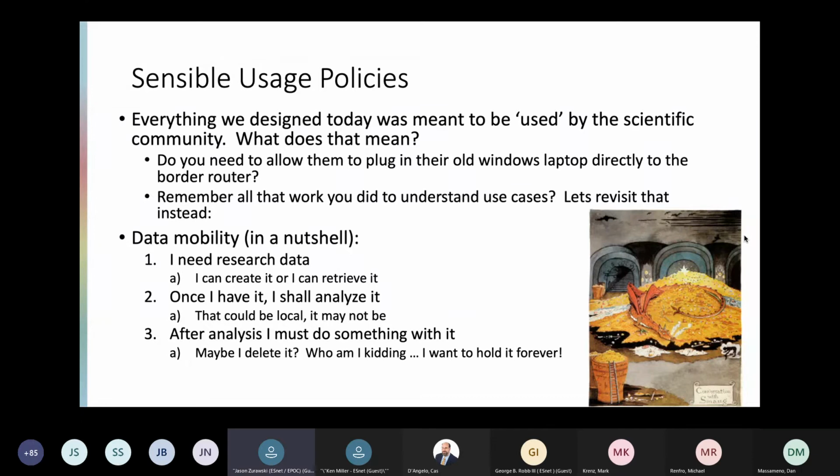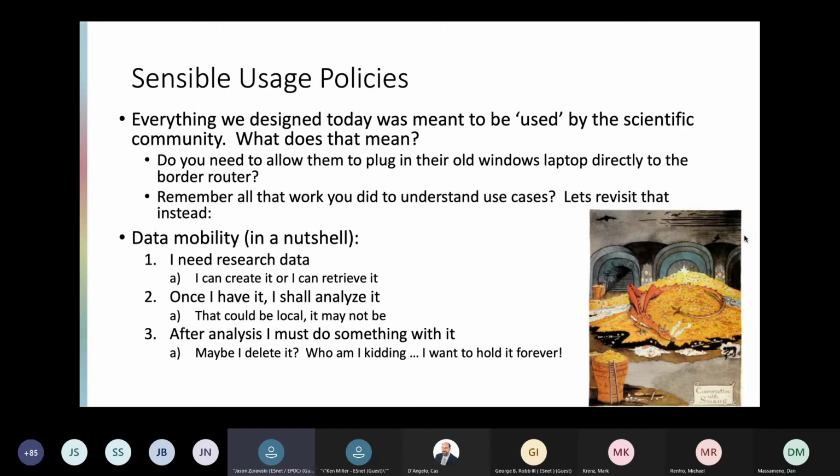What I mean by that is that we need to have something that is usable by the scientific community, and we need to define what they really want to do with this. Do you let them come in and plug in their old Windows laptops directly to the border router? No, that's not what this is about.